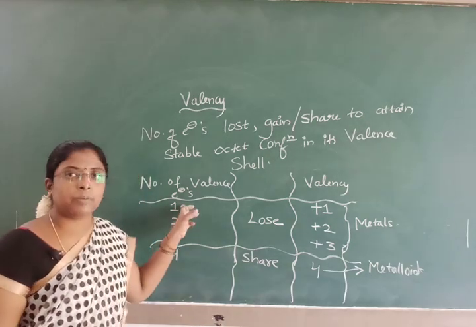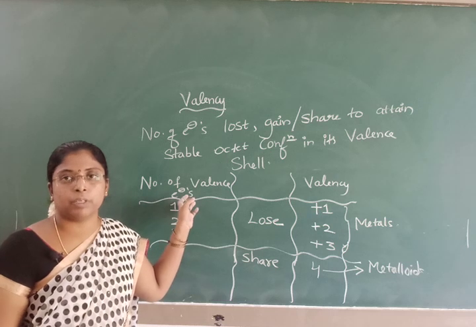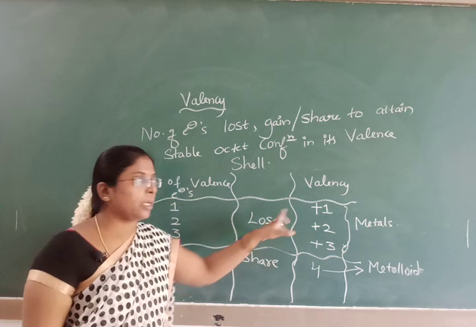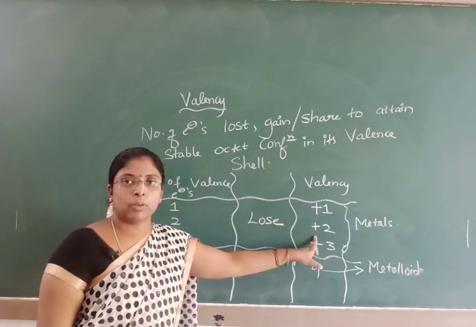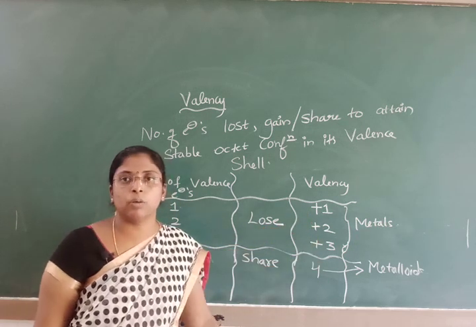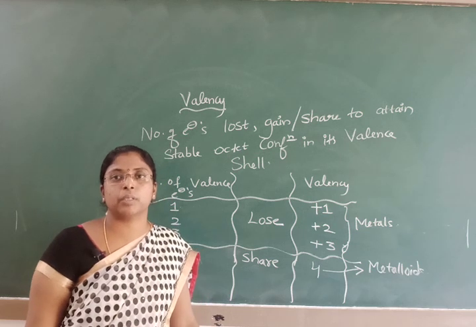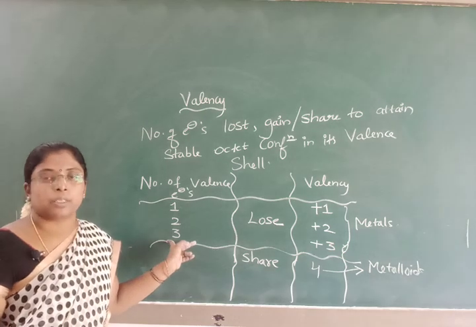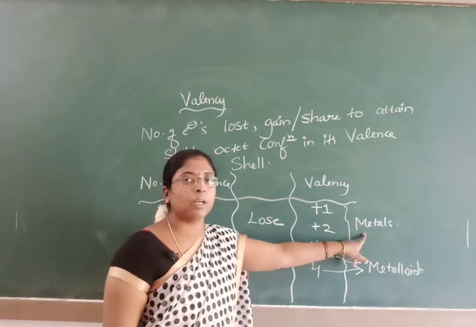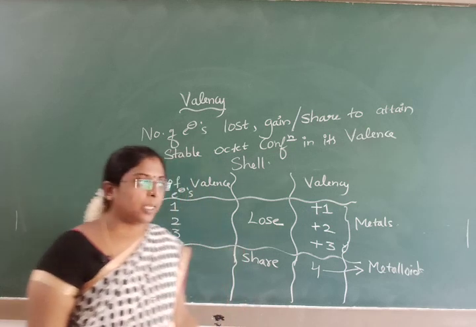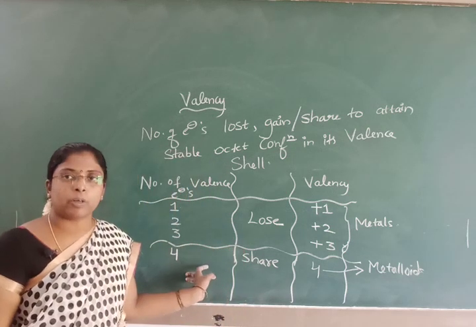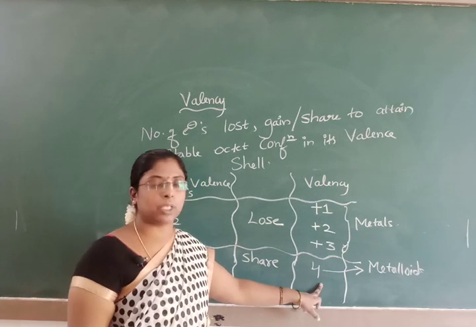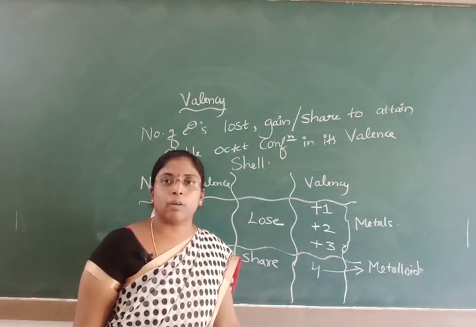In its outermost shell, if it is 1, it will lose 1 electron. When it loses it, its outermost shell becomes 8 electrons. If it is 2, it will lose 2 electrons. If it is 3, it will lose 3 electrons, and in its outermost shell it becomes 8 electrons after losing 1, 2 or 3 electrons. Such types of elements are metals. If it has 4, to form an octet it still requires 4. It will share 4 electrons, hence these types are metalloids.